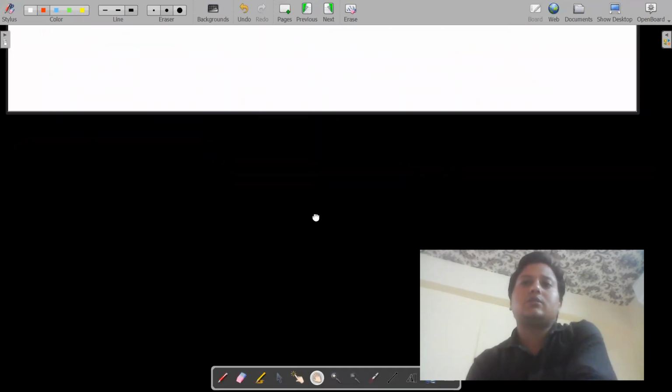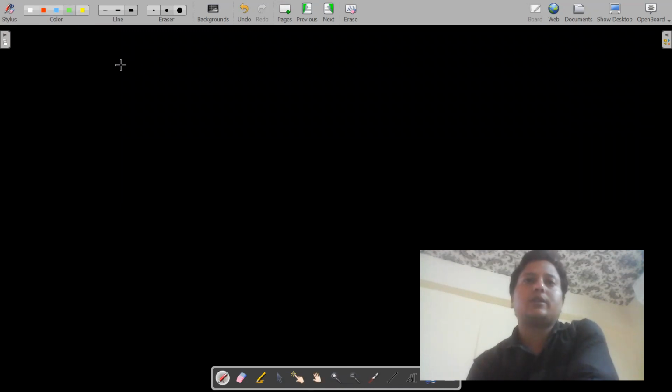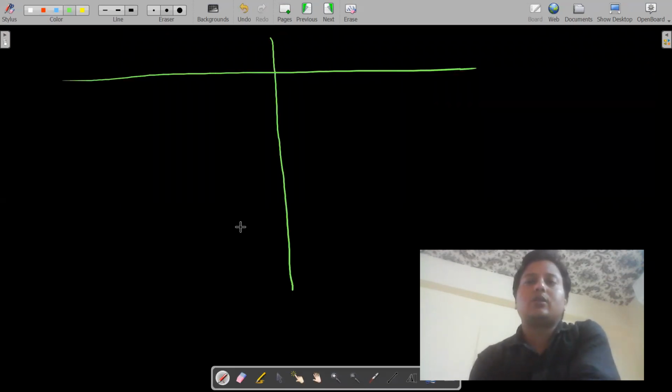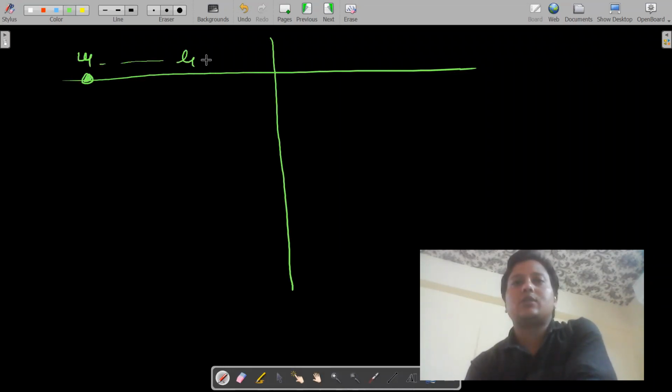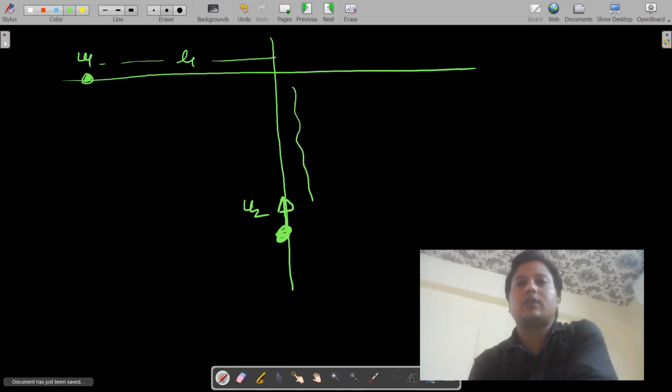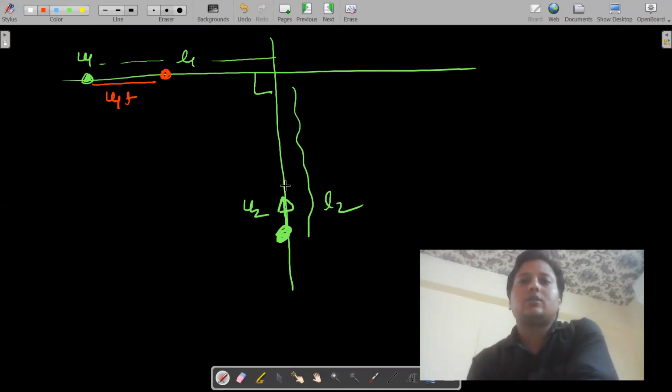So in the question it is given that there are two particles moving along perpendicular lines. Suppose particle 1 has speed u1 and initial separation L1, and particle 2 moves with speed u2 and has initial separation L2. After time t, particle 1 will cover a distance u1 into t, and in similar fashion particle 2 will cover a distance u2 into t.